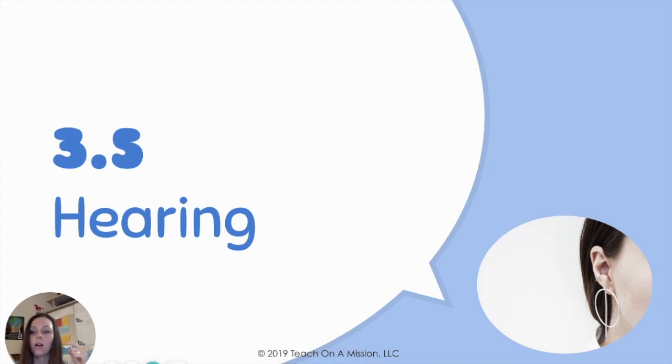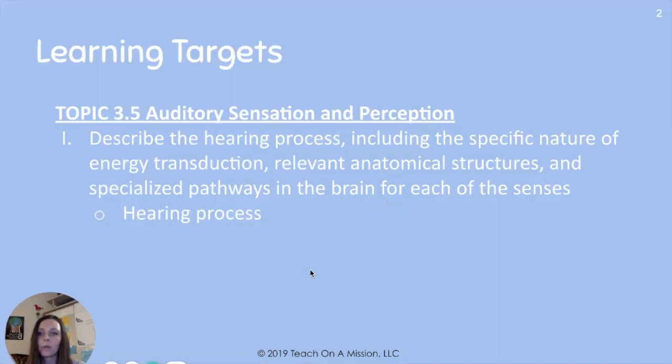3.5. We're going to talk about all things hearing. So the different parts of the ear and how you're able to process your auditory information. Let's get started. Here we go. We got some learning targets. This is shorter today. We're just talking about auditory sensation and perception.